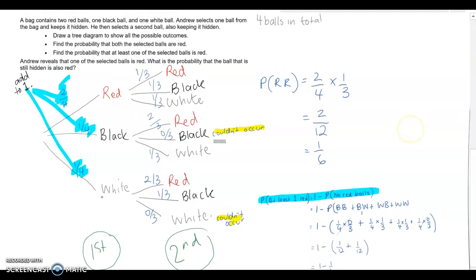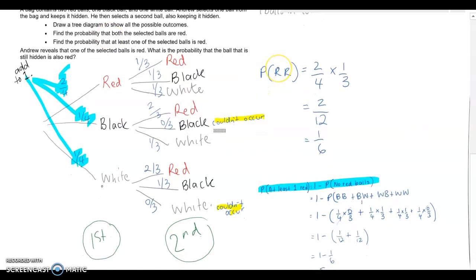Okay, our question says, find the probability that at least, oh sorry, we missed the second one. Find the probability that both the selected balls are red. So that's our probability of a red and a red. So remember, we're multiplying as we go across and we're adding between our branches as we go down. In this case, there's only one case for a red, so we don't need an addition in there. We go to our tree, we find a red, it's 2 over 4 times 1 over 3, and that will break down to 1 out of 6.